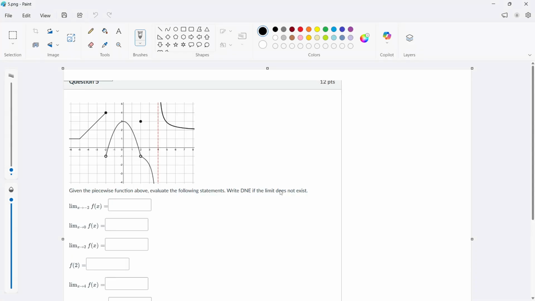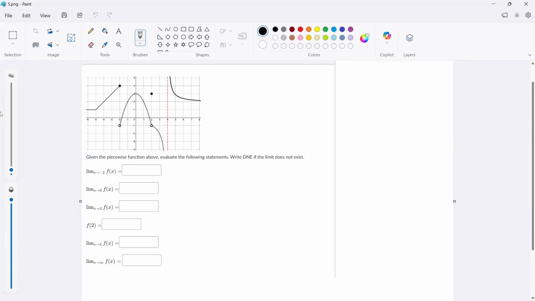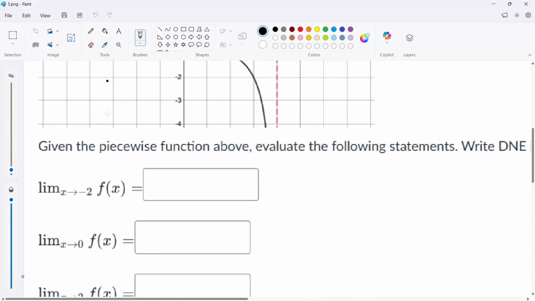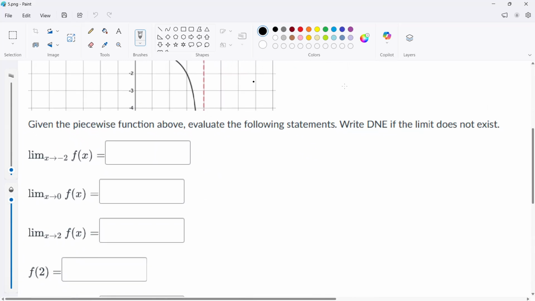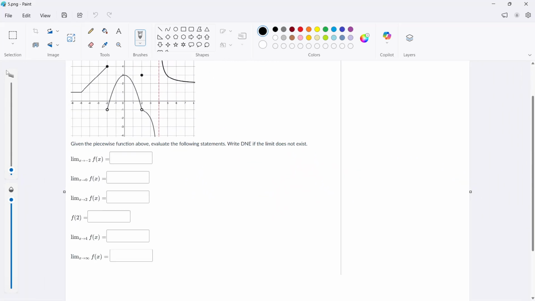This is Pre-Calculus Onramps, Unit 5, Test Review. I'm going to do questions 5 through 8. This one is a graph. Given this piecewise function, evaluate the following statements. Write DNE if the limit does not exist. So it's asking for a bunch of limits.